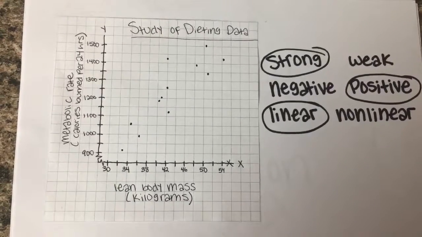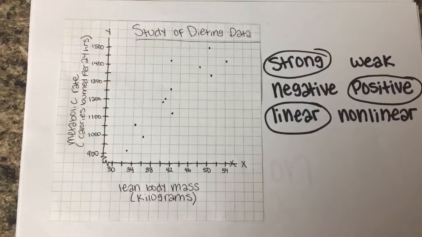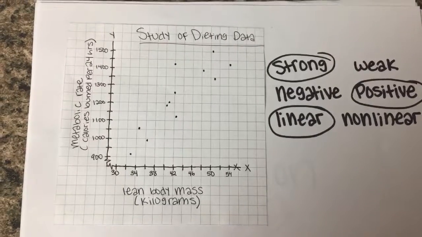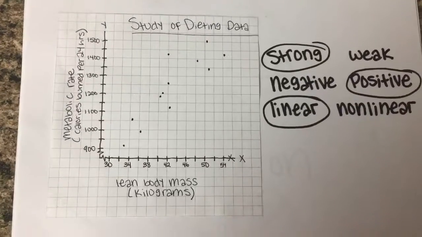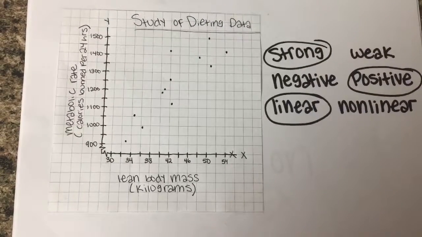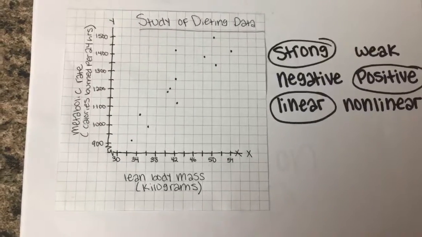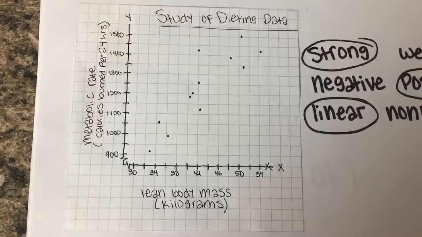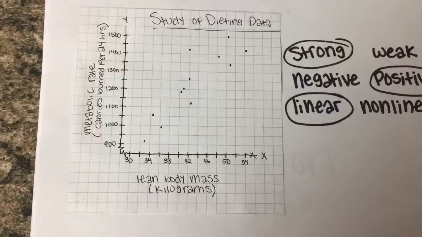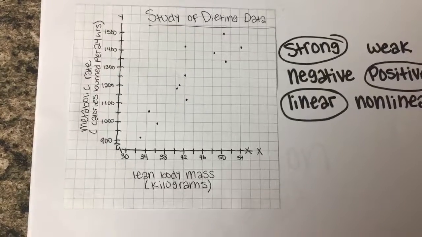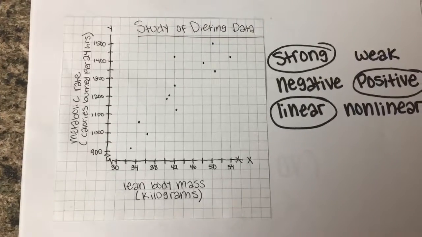Part A asks to make a scatter plot of the data that they give you, and they gave 12 lean body masses and 12 metabolic rates of the women that were interviewed during this dieting research. The lean body mass goes on the x-axis and the metabolic rate goes on the y-axis because the researchers believe that the lean body mass would be the explanatory variable because it would explain the metabolic rate that these women have.